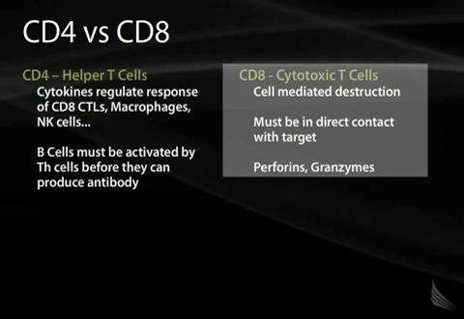Now, CD8s on the other side, they're the cytotoxic T cells. They promote destruction. They must be in direct contact with the target, and they use molecules such as perforins and granzymes, which we'll see shortly, in order to affect this change. CD4 T cells, not cytotoxic. They make cytokines. CD8 T cells, cytotoxic, kill cells.